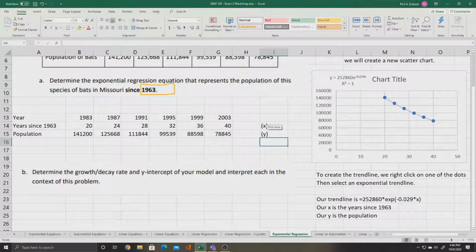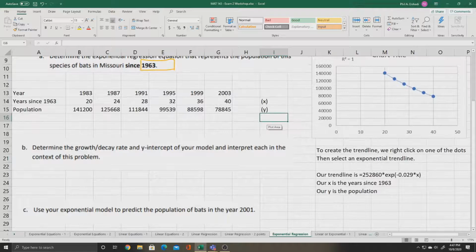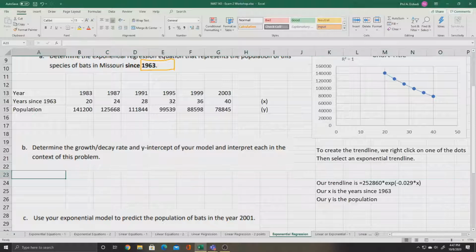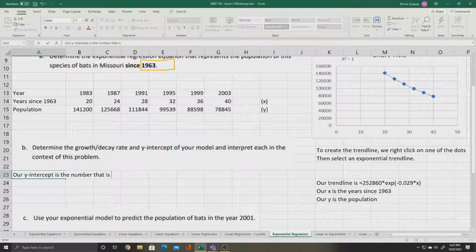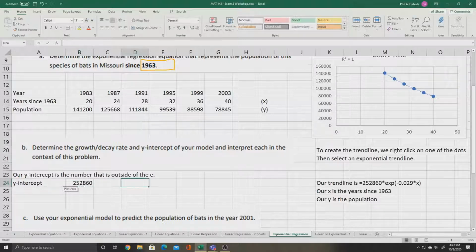Now they're asking us for the growth and decay rate and the y-intercept of our model. Now this is going to be different from our linear. Now for this problem, our y-intercept is the number that is outside of the e. So we'll say our y-intercept is the 252,860. That was our initial population. So we can say our initial population, according to this trend line, would be 252,860.